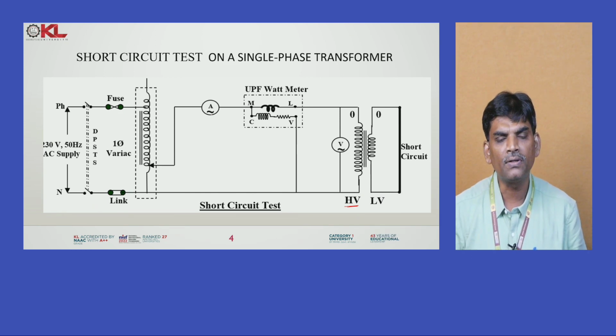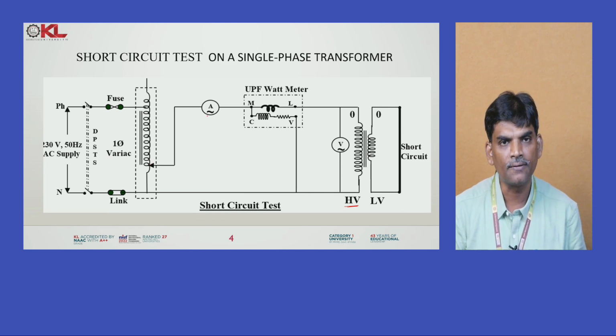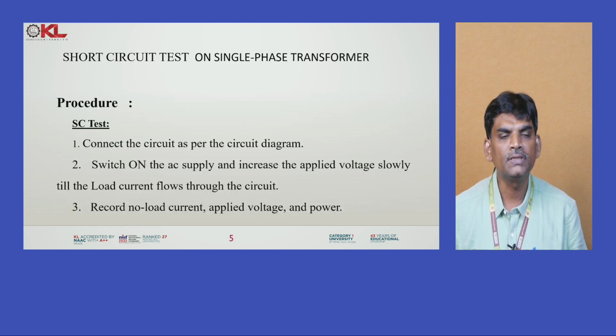Once you connect the circuit as per the circuit diagram, connect an ammeter, and by using the auto transformer a little voltage is injected. So, automatically the current increases. We observe where it reaches the rated current, and immediately we note down the values of the transformer. So, this is the procedure.